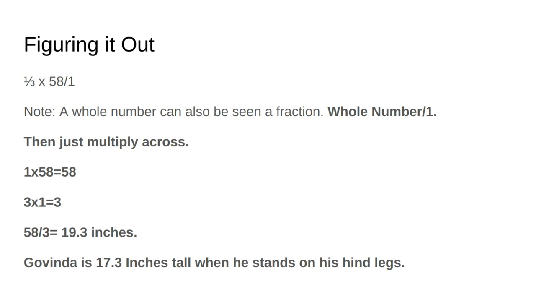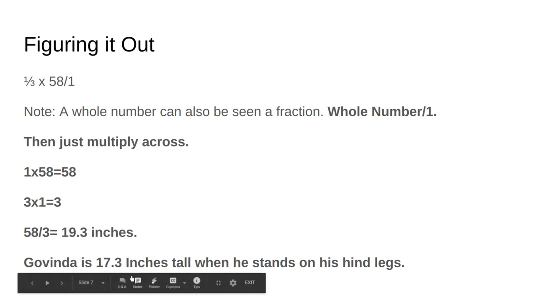Then we're just going to multiply across. 1 times 58 is 58. 3 times 1 is 3. 58 over 3, or 58 divided by 3, is 19.3 inches. Govinda is 19.3 inches tall when he stands on his hind legs. Excuse that typo there, 19.3 inches.